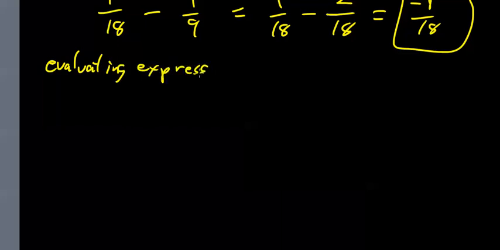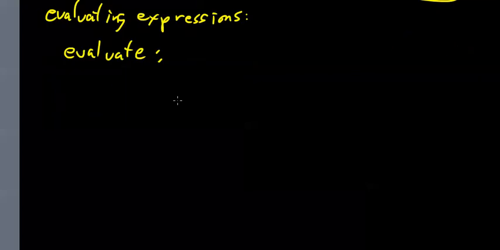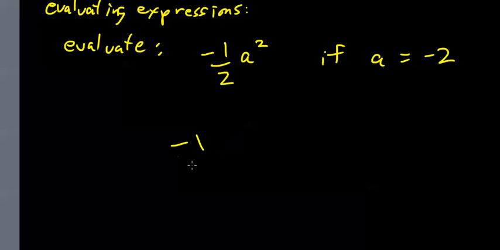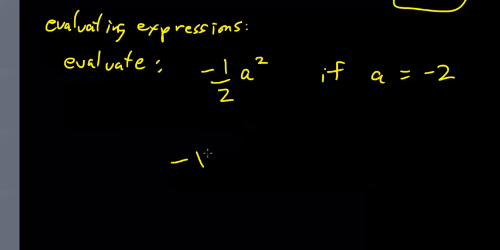Let's see. Evaluating expressions. Here we go. Evaluate means get a value out of it. In other words, your answer should turn into a number, no expression. If I've got minus 1/2 times a squared, I'm going to evaluate this if a equals minus 2. All this means is you've got to plug in a minus 2 into this variable expression and grind out a value according to your order of operations.